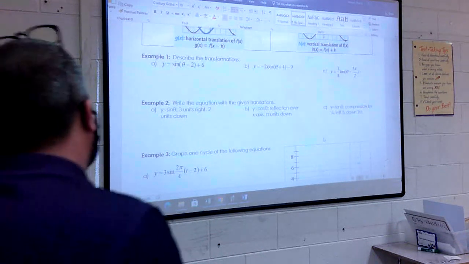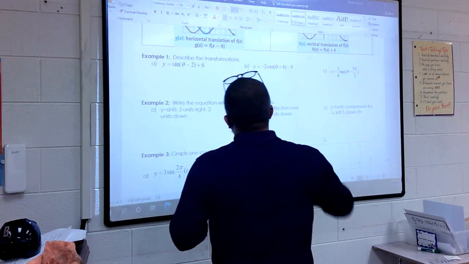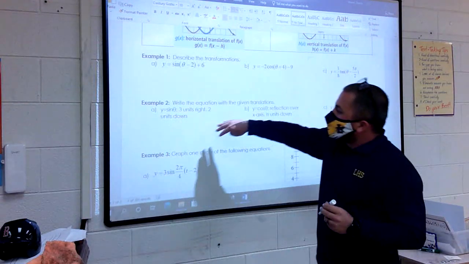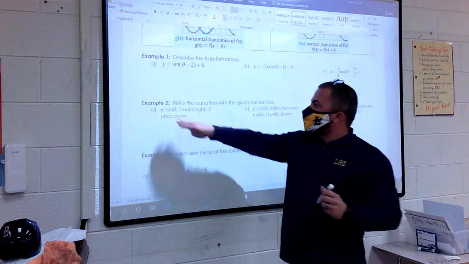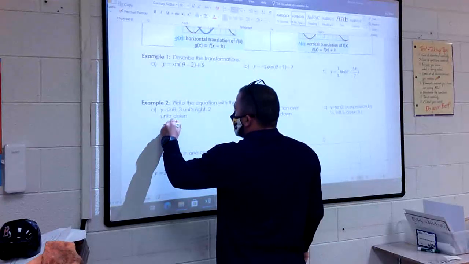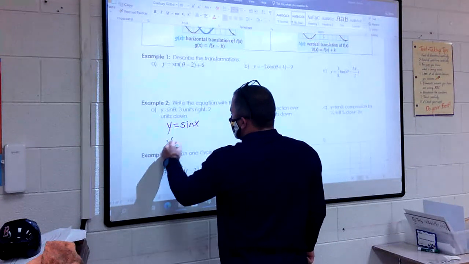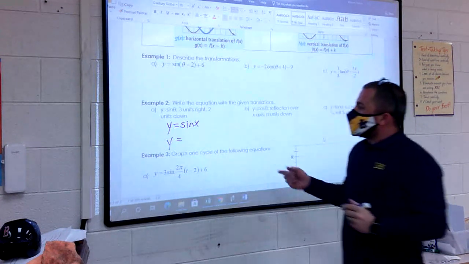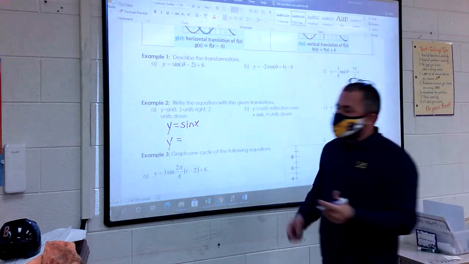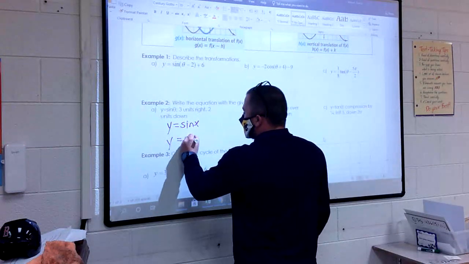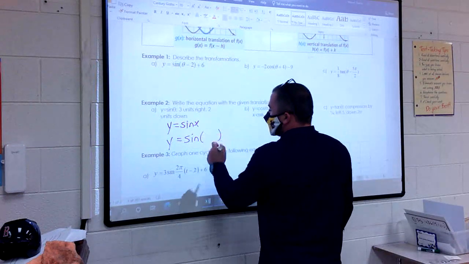All right, example 2. Write the equation with the given translations. So we're taking sine, so a regular sine equation. So we take y equals sine of x. And we're going to change it to move it 3 units to the right and 2 units down. So we're going to say y equals sine of what?